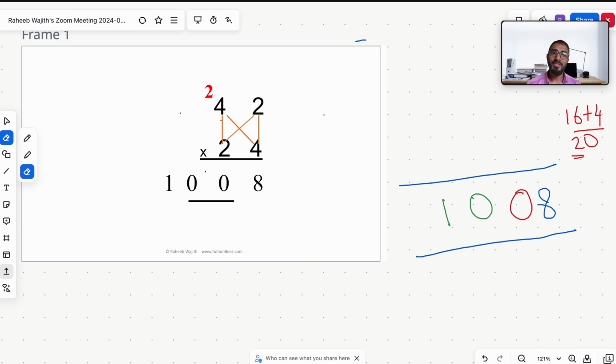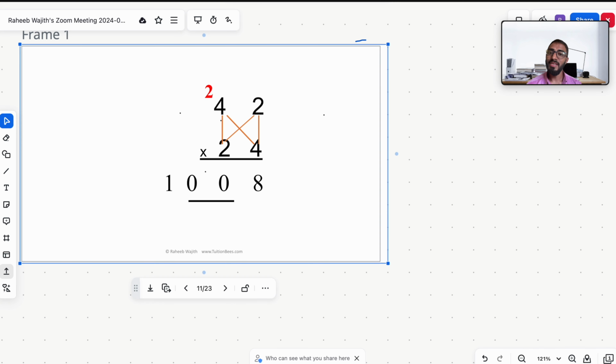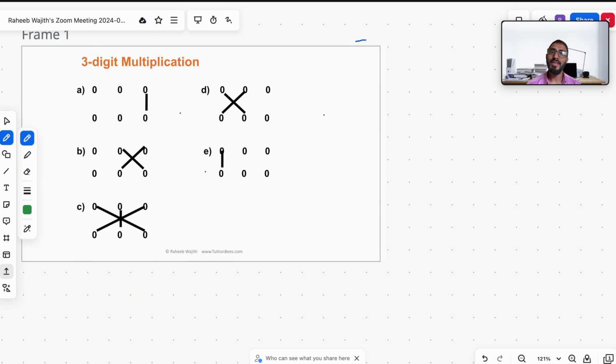I hope it's a very interesting method. Practice more sums. So we will see 3 into 3 multiplication in this particular method. There is no ending for this. You could do 2 into 2, 3 into 3, 4 into 4, any numbers. And few people might ask, what if I get something like this one?